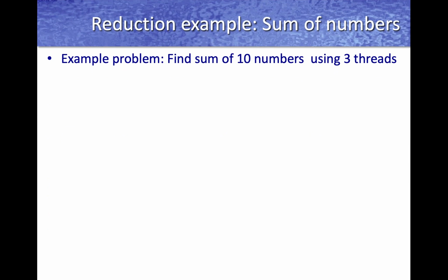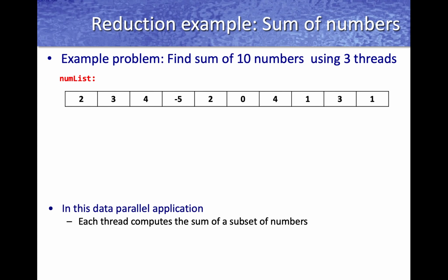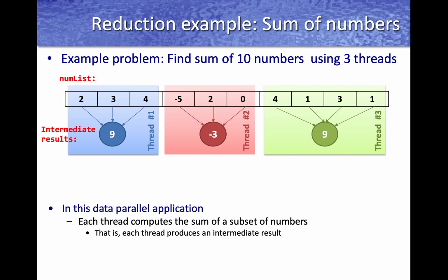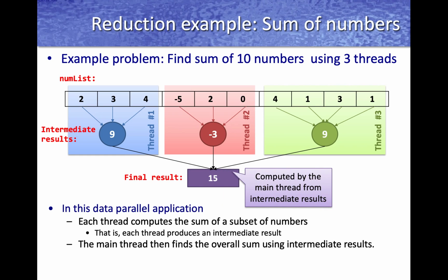Let's look at an example where we want to reduce or find the sum of 10 numbers using 3 threads. So given a list of numbers, we are going to have each thread compute the sum of a subset of numbers. Each thread works with its own independent subset of values and computes intermediate results by adding all of the numbers in its range. Once all of the threads are finished, that means they join, the main thread then has only 3 results from which it has to compute the final result of 15, which will be the total of all of these numbers. So it's a two-step operation.